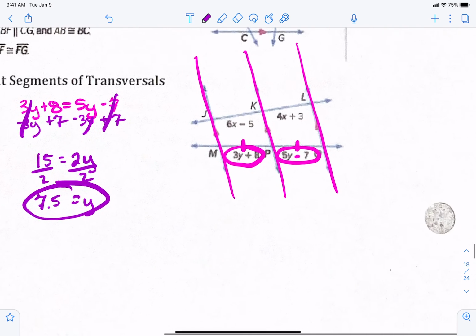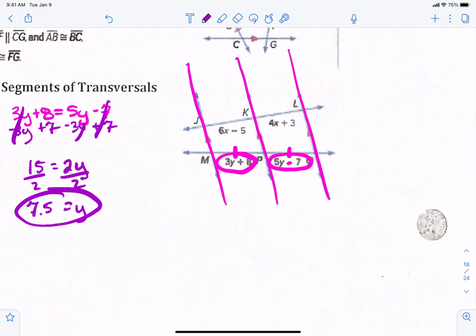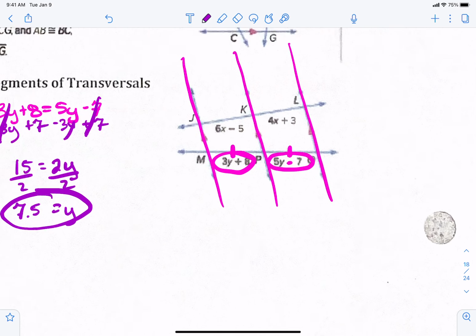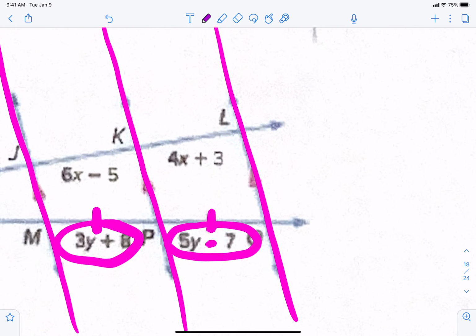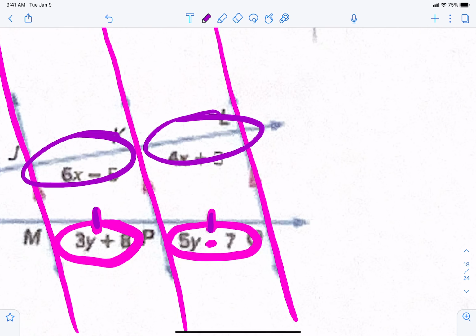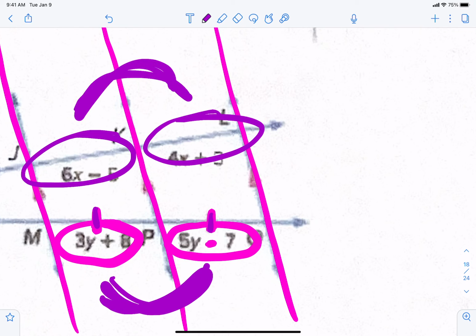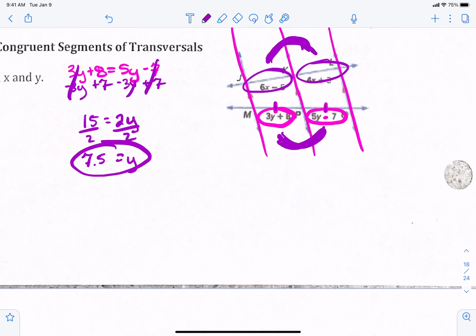Okay, we're finding y. Now, how do we find x? 6x minus 5 equals 4x plus 3. It doesn't say that they're equal though. You're right, it doesn't say that, but if these two bottoms are equal and we're dealing with parallel lines, then these two top ones have to be the same as each other because they're proportionate. They're not all four equal to each other, but these two top ones are equal, even though it doesn't say, because the lines are parallel. So let's set those equal and solve for x now.